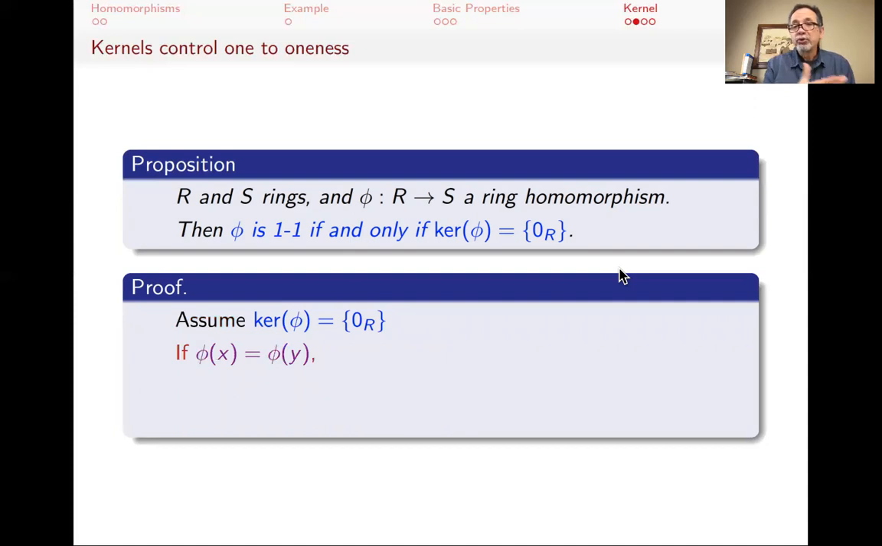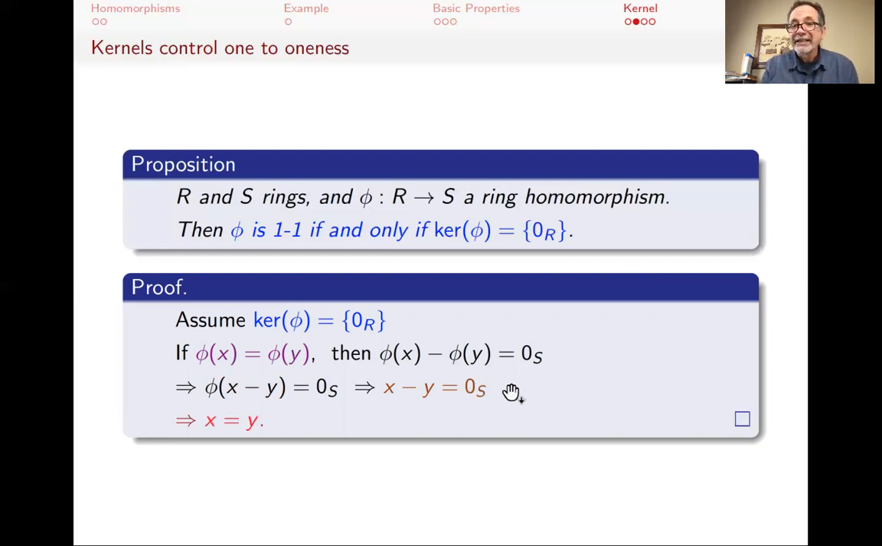So assume that two other elements, x and y, went to the same place, phi of x equals phi of y. But we are in a ring and we have addition. Addition is the group property, the one that gave us a group. So we have additive inverses. So subtract phi of y from both sides and you get phi of x minus phi of y is zero, zero of S. This is happening in S. And because this is a homomorphism, you have that phi of x minus y is zero of S. But the x minus y went to zero, and the only thing that went to zero was supposed to be zero of R. So that says that x minus y, this is a typo, is zero of R, not zero of S. And then from that, we get that x equals y.